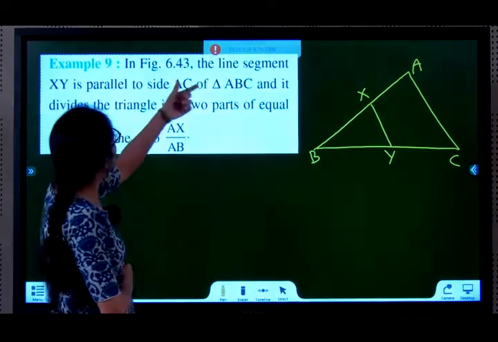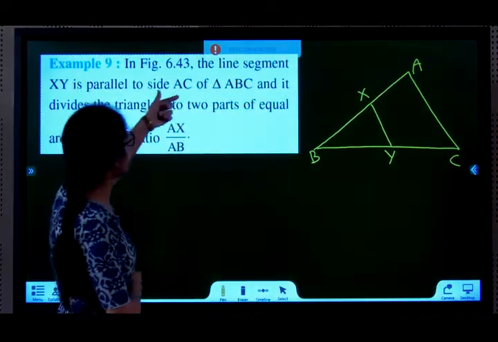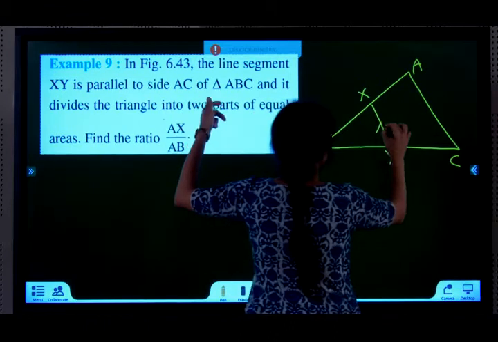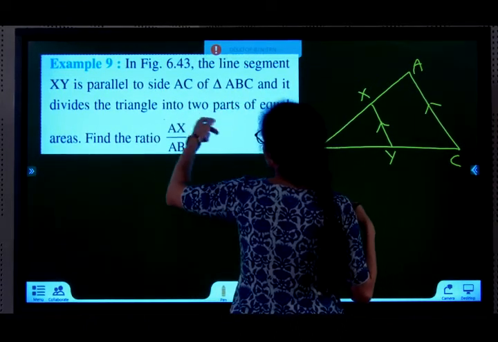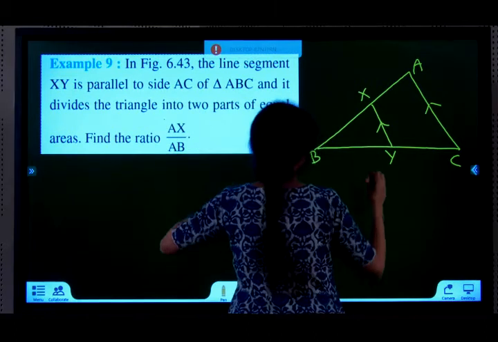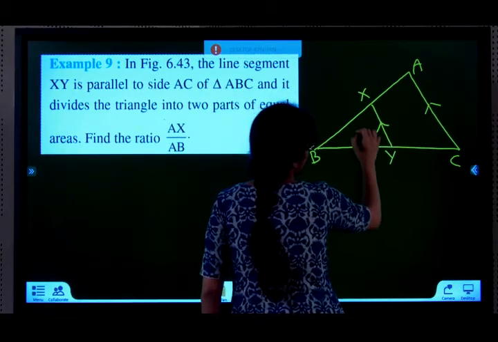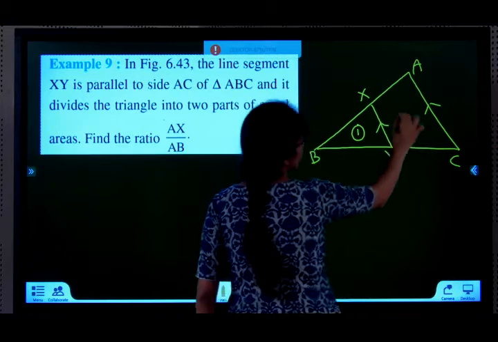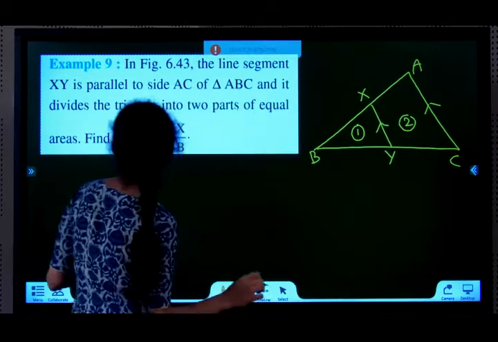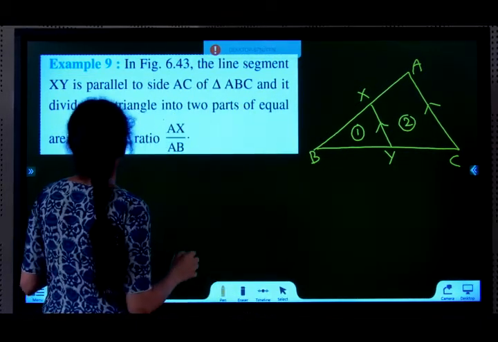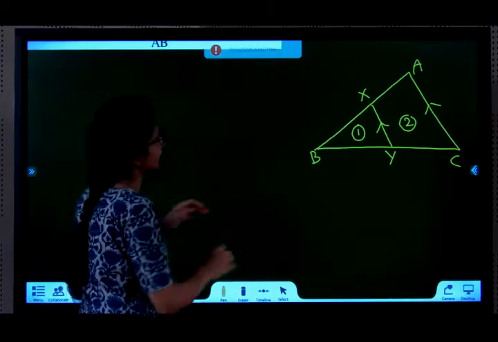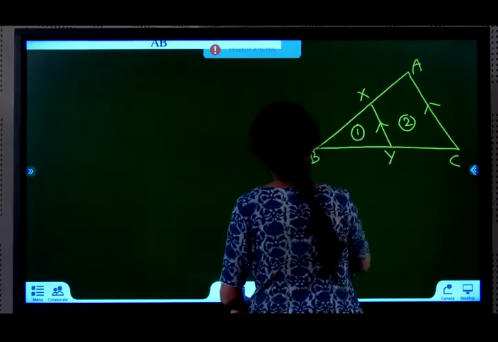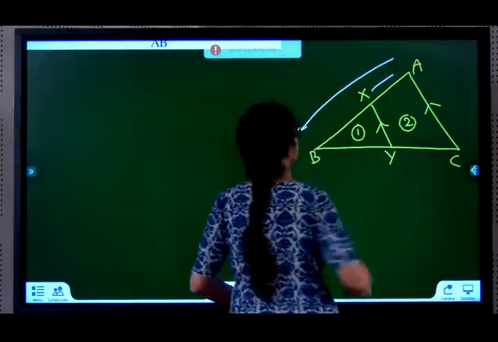Example 9. The line segment XY is parallel to the side AC of triangle ABC and it divides the triangle into two parts of equal areas. This area is equal to this area. This A1 is equal to A2. It's given that A1 is equal to A2. Find the ratio of AX by AB. They are asking you to find the ratio of AX by AB.